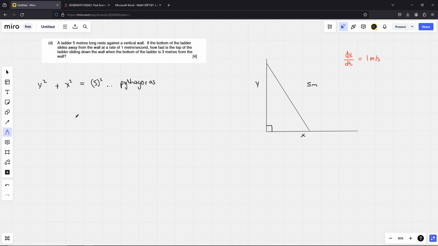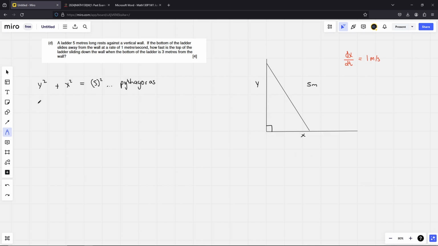Now let's look at this equation that we have. What are we interested in? We are interested in our y variable. Why? Because our y variable is the one that they're asking the rate of change for. How fast is the top of the ladder sliding down? That's what they want to know. How fast is this sliding down when x is 3 meters away and at this rate of change?